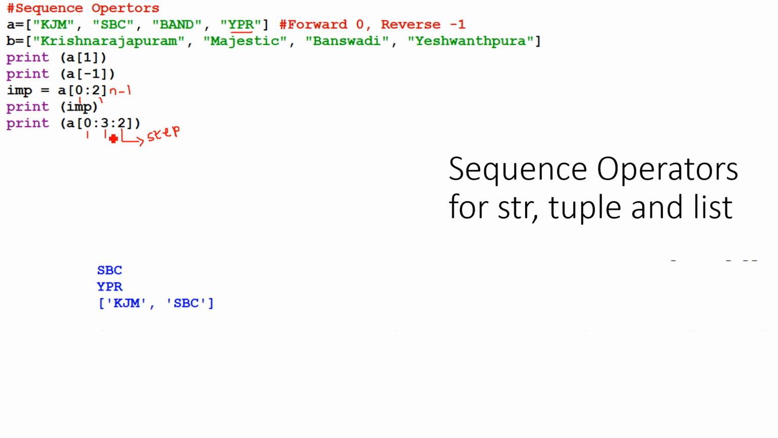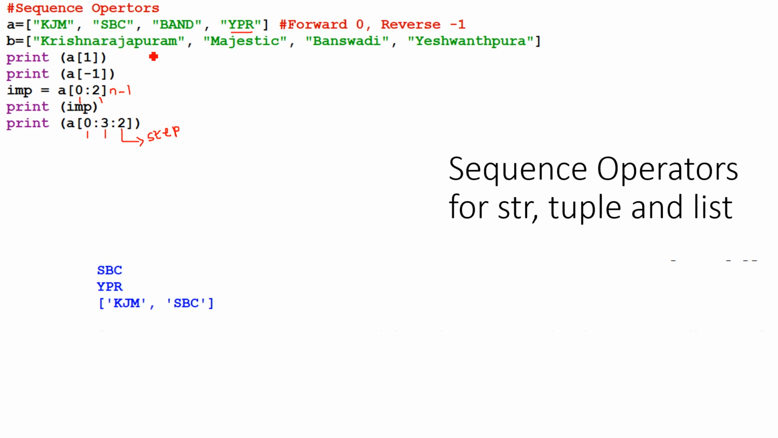And also, we want to do the access in the step size of 2. So what will happen now? First it will start from 0. As it starts from 0, then the KJM will be considered. That will be included. And the next one supposed to be 1, but that will not be done because it should be done in the step size of 2.